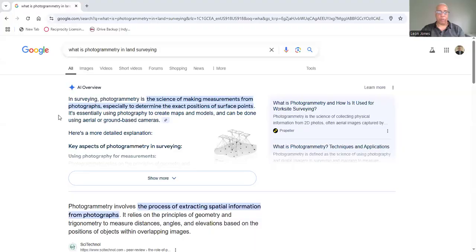And once again, when we deal with photogrammetry, photogrammetry and land surveying is the science of making measurements from photographs, especially to determine the exact positions of surface points. Again, in surveying, photogrammetry is the science of making measurements from photographs, especially to determine the exact positions of surface points. It is essentially using photography to create maps and models, and it can be done using aerial or ground-based cameras.